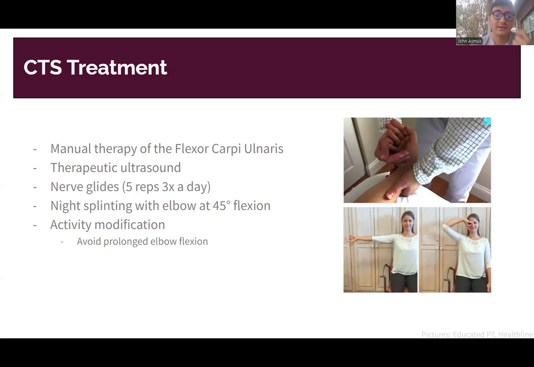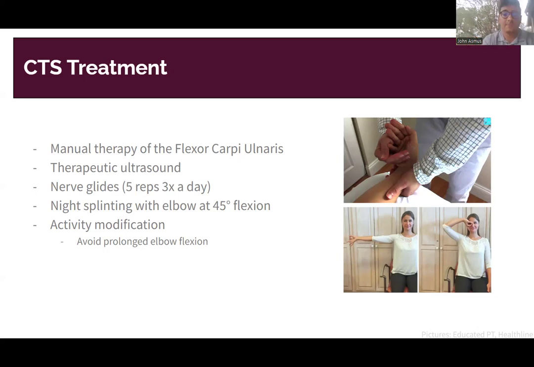Next, I would do nerve glides. Nerve glides are great because sometimes we forget that nerves are physical structures, and the nerve itself is getting compressed. We have things grabbing onto that nerve and holding it in that cubital tunnel. We want to allow it to move more freely through that tunnel.